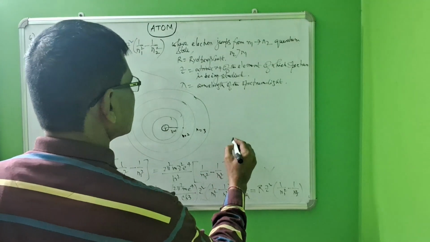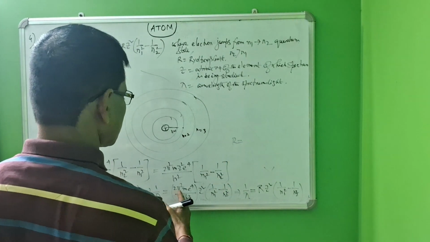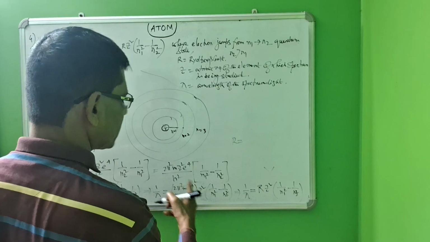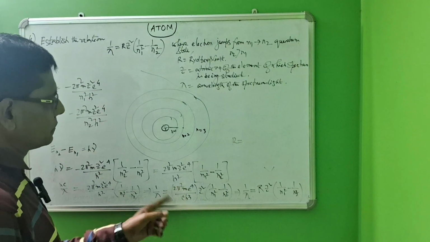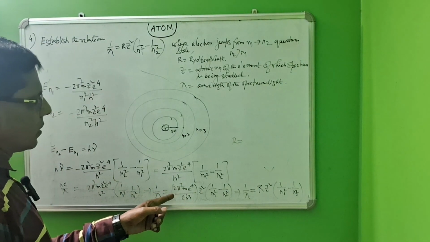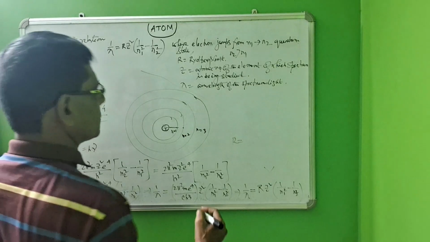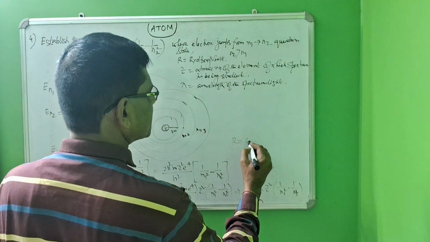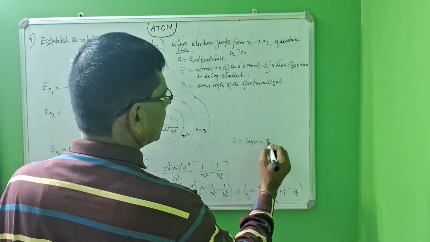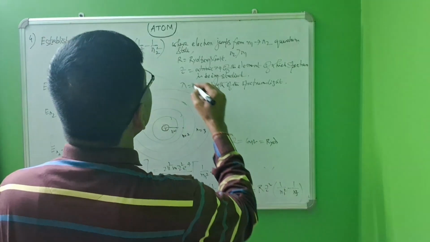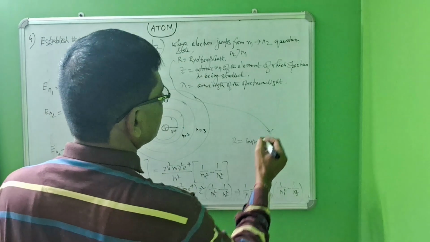Where this one, r, equals a constant, because 2 pi square m e to the 4 upon c h cube, all these quantities are constant, so r is constant, which is known as the Rydberg constant. This one is r.